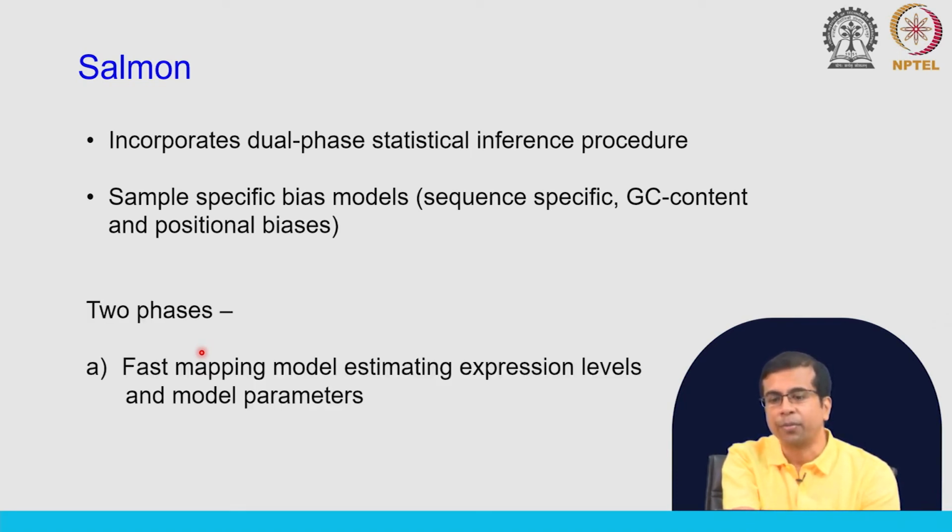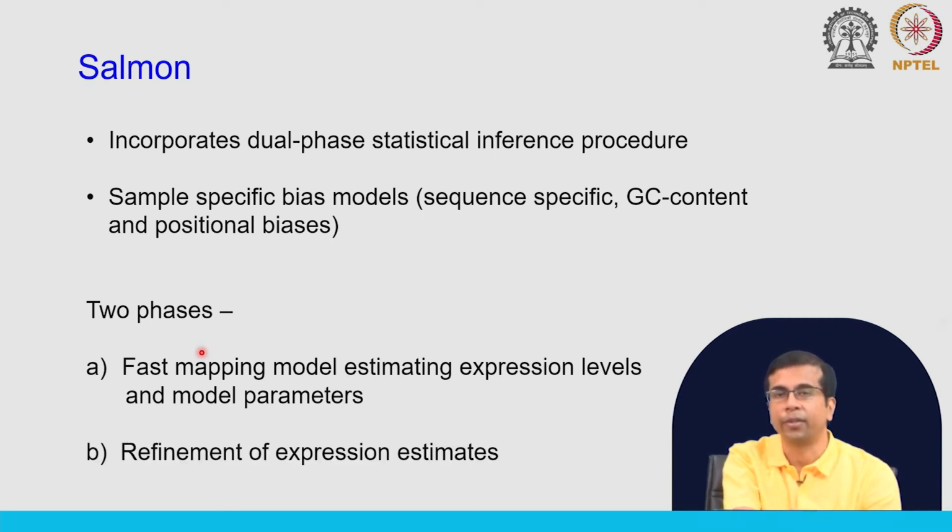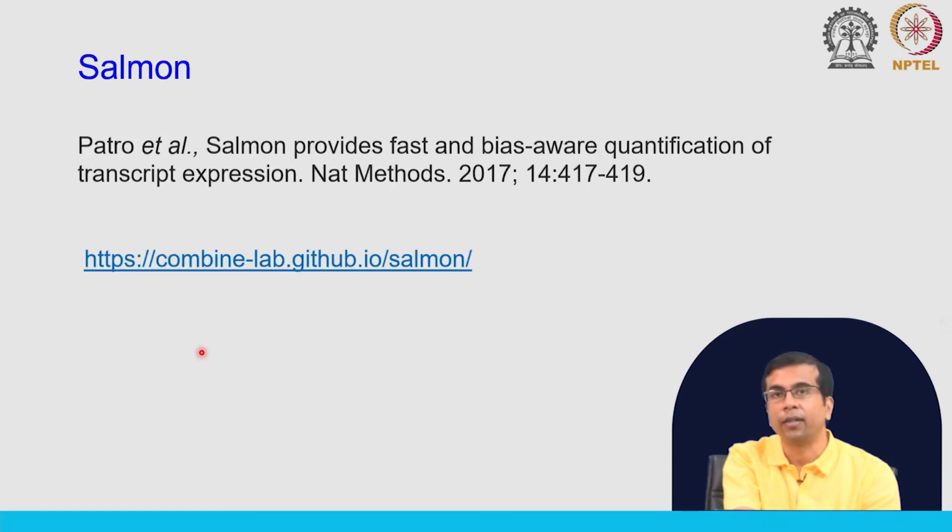So one is the fast mapping model that estimates expression levels and model parameters. It is a model-based estimation of the abundance, and after the estimation it refines these expression estimates. Okay, so using these two steps.